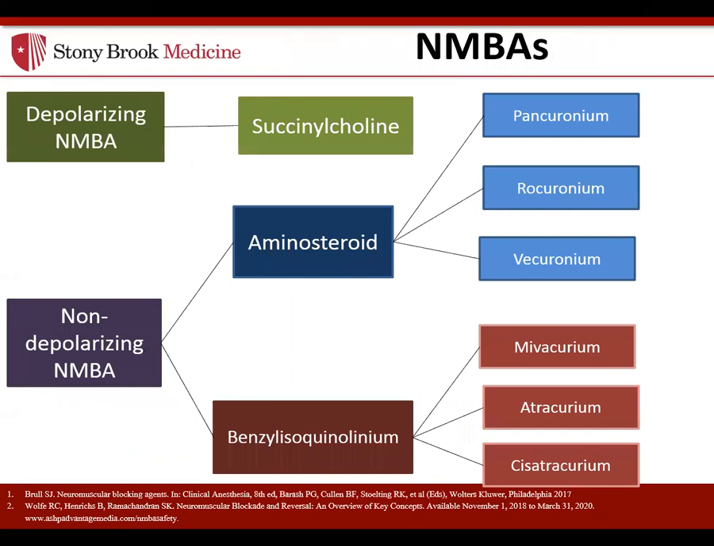So again, our two major classes of neuromuscular blocking agents are depolarizing and non-depolarizing. Our only depolarizing agent is succinylcholine. Our non-depolarizing agents can be further broken down into various subgroups depending on their structure. As you can see, we do have a lot of different non-depolarizing agents, and we will go through specific considerations for these very briefly and their unique places in therapy.